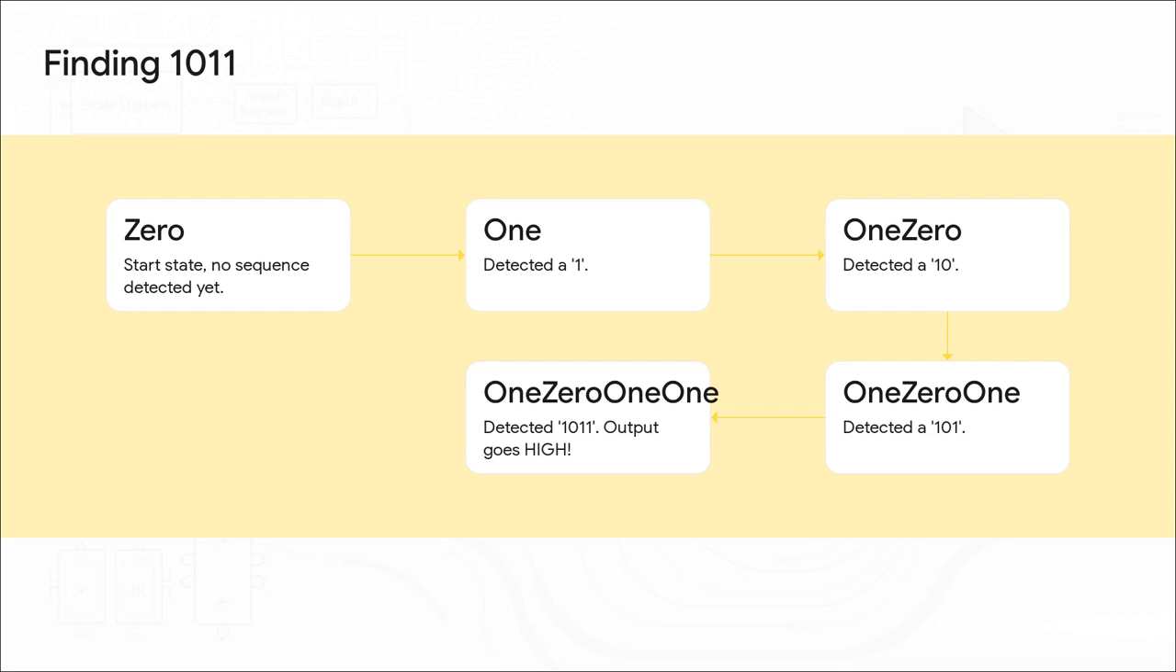And then step 5, the final 1 arrives. We jump to the 1011 state. And if you look really closely at that final state's bubble, the output is a 1. Our output just went high. We successfully caught that 1011 sequence. And if an incorrect bit had arrived at any point, those arrows would have smartly bumped us right back to an earlier state to just start searching all over again.